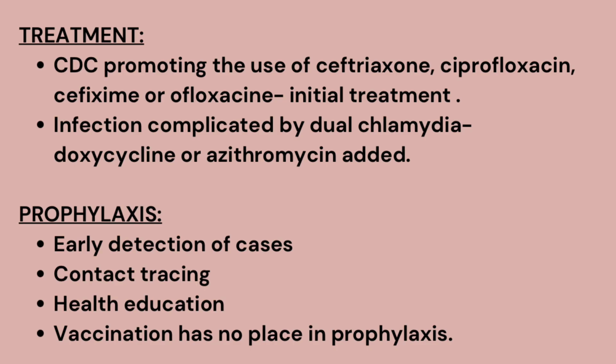Treatment. The Centers for Disease Control and Prevention, CDC, is currently promoting the use of ceftriaxone, cefixime, ciprofloxacin or ofloxacin as an initial treatment for uncomplicated cases of gonorrhea. For infections complicated by dual chlamydia, doxycycline or azithromycin should be added. Prophylaxis. Control of gonorrhea consists of early detection of cases, contact tracing, health education and other general measures. Vaccination has no place in prophylaxis. So this is all about Neisseria gonorrhoeae.